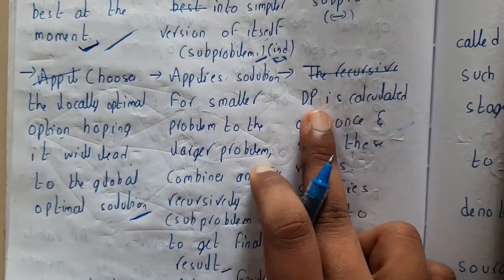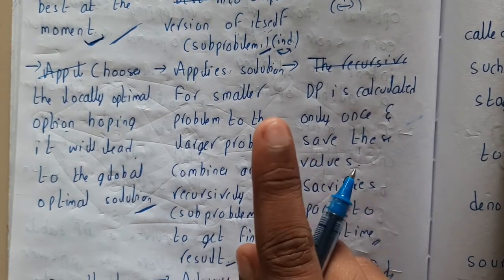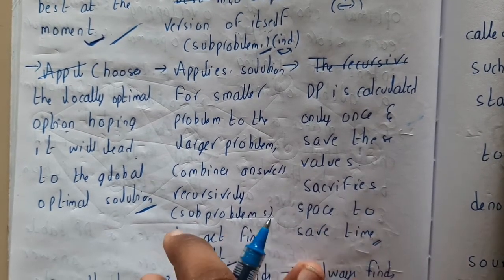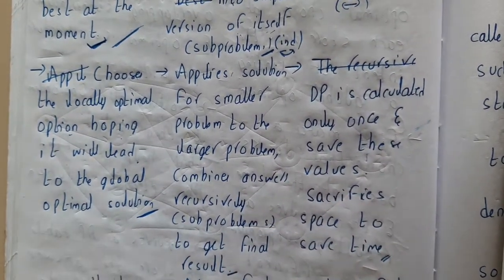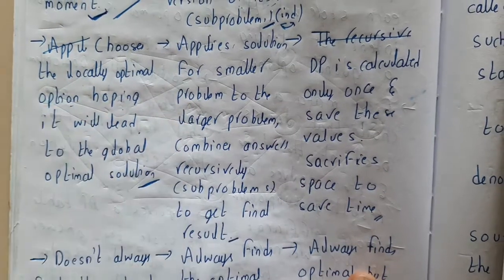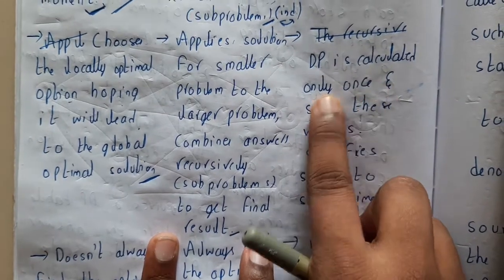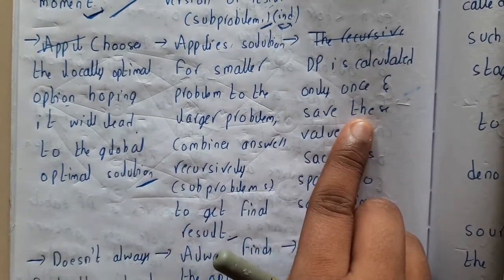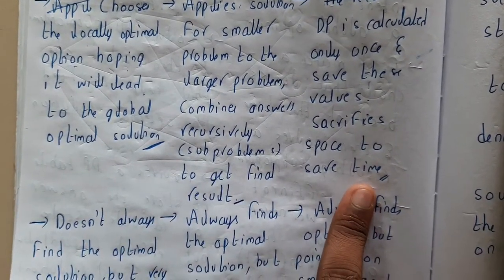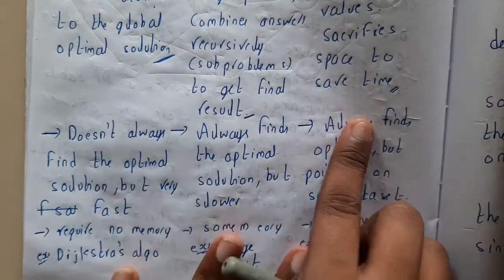Whereas in dynamic programming, each subproblem is calculated only once. Whenever there is a subproblem, you solve it only once. Even if there is another subproblem with the same values, you just extract the previously stored values and solve the problem. You will not repeatedly solve the same subproblem again and again, whereas in divide and conquer there is a chance that you may solve the same problem again and again. So DP calls each subproblem only once and saves the values, sacrificing space for time. Instead of wasting time on large computations, it wastes space by storing the answers.